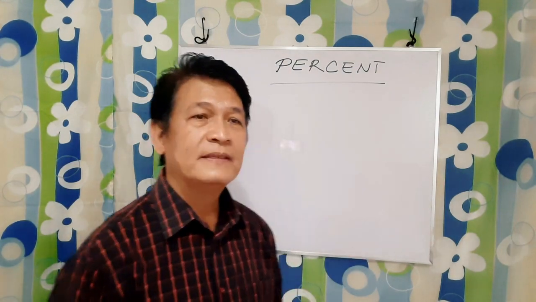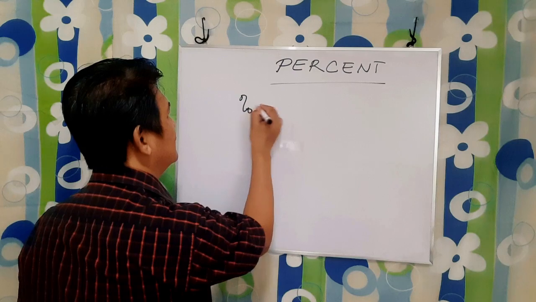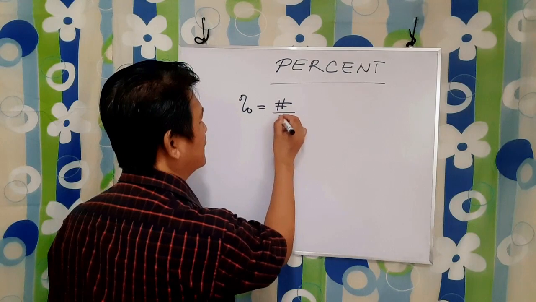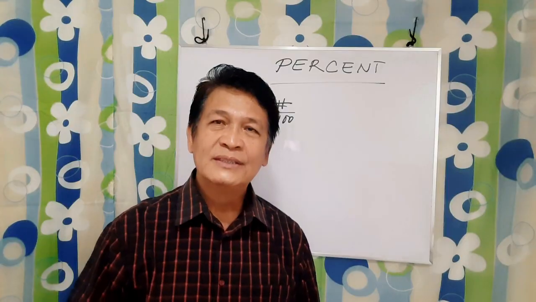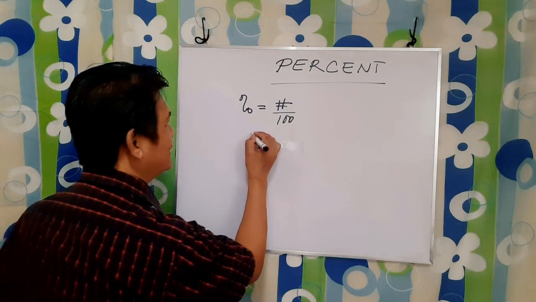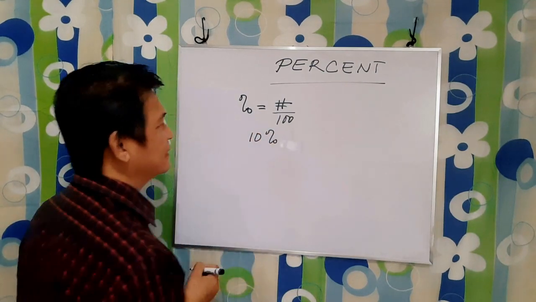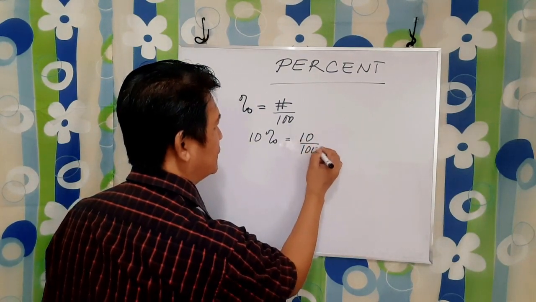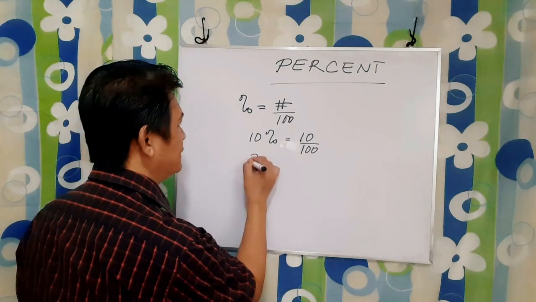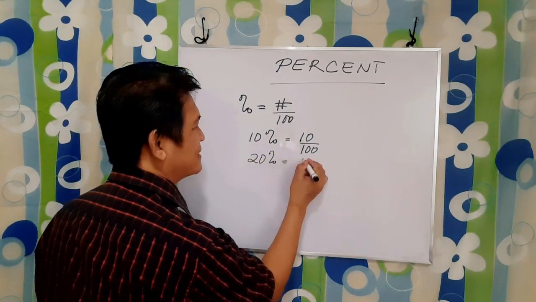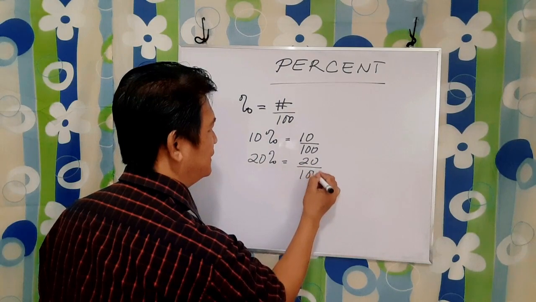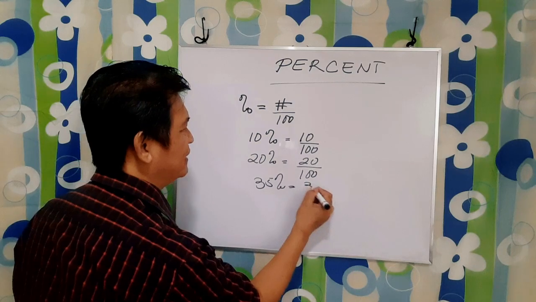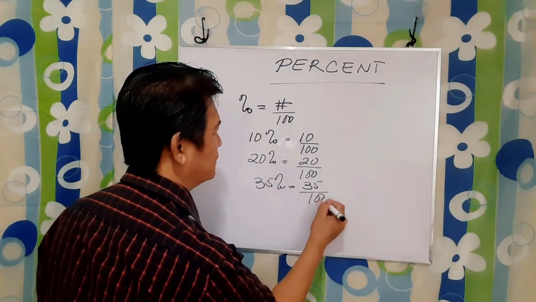Now, we were saying that percent is a certain number. This represents a certain number per 100. So when you have 10%, this is expressed as 10 over 100. And if you have 20%, it's called 20 over 100. If you have 35%, that will be 35 over 100.